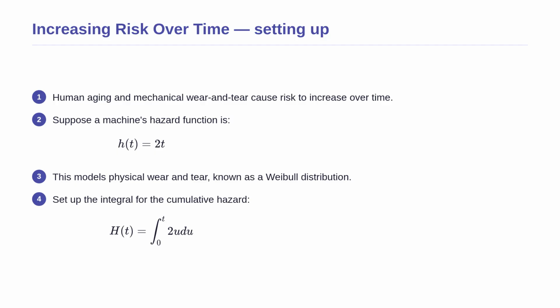Now let us look at a more realistic scenario. Human aging and mechanical wear and tear mean that the risk of failure usually increases as time goes on. Suppose a simplified model for a machine gives a hazard function of 2 times t. The older the machine gets, the more dangerous it becomes to operate. This growing risk is a simple version of a Weibull distribution. To find the total burden of wear and tear, we again set up the integral from 0 to t. But this time, because the risk is growing like a ramp, we are finding the area of a triangle, stacking increasing slices of risk.